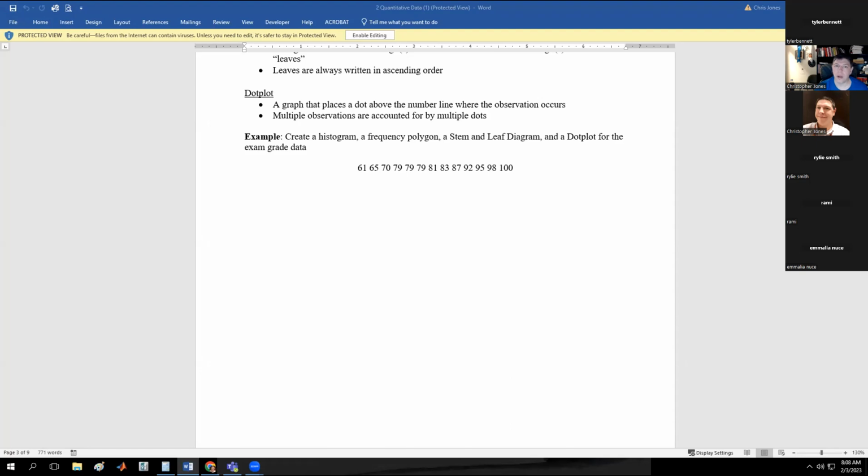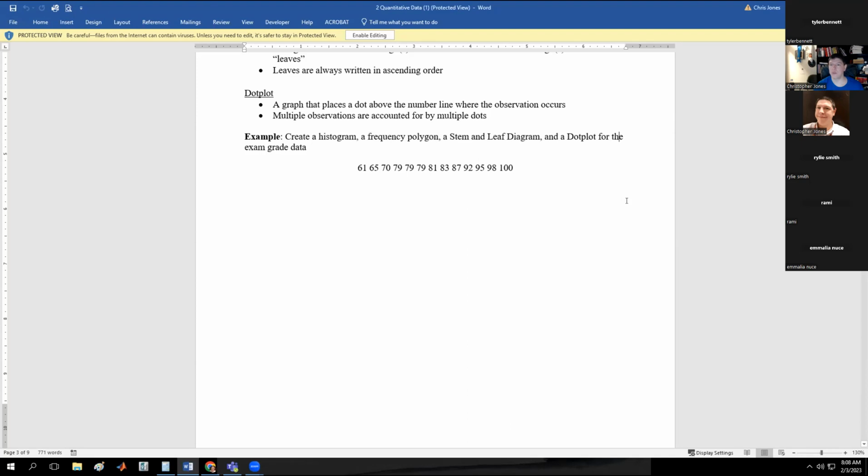So if you remember last time, we took a look at this quantitative data, right? And correct me if I'm wrong, folks, but we went through and constructed a frequency distribution using Sturges' rule. Then we got to the histogram, and I think we left off there. I don't think we got to the frequency polygon, the stem and leaf diagram, and the dot plot. So that's what we're going to do today to start with.